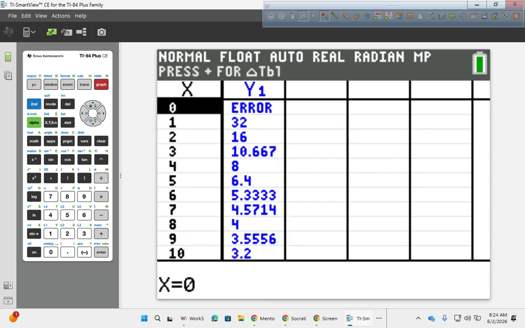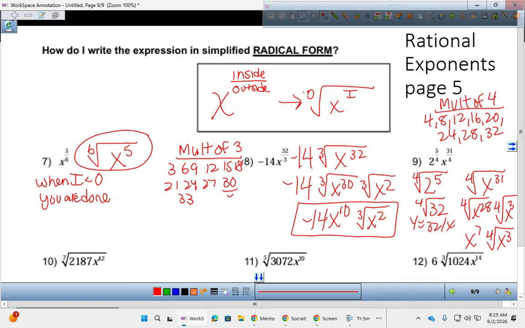This is where your blue sheet comes in if you have it. What you're looking for is the 4th column, the x to the 4th column, because this is a 4th root. I'm looking for one of the perfect 4ths to show up here. Do you see one? Those of you with the sheet? 16? So next to 16 is a 2. So I'm going to do the 4th root of 16 and the 4th root of 2.